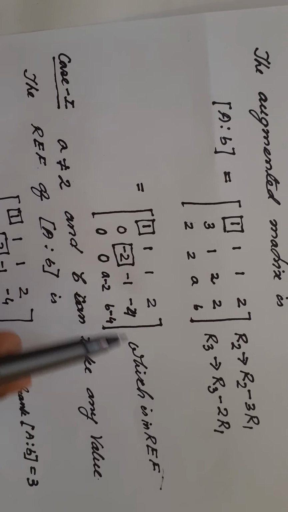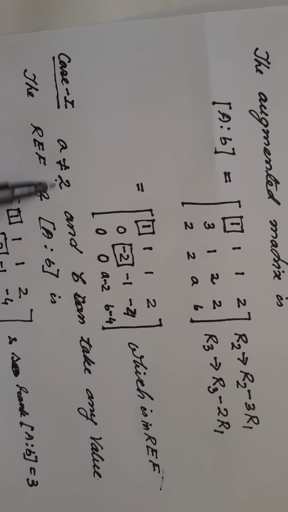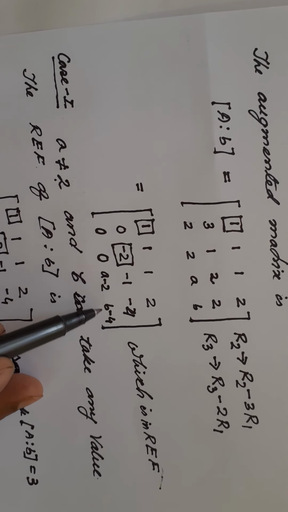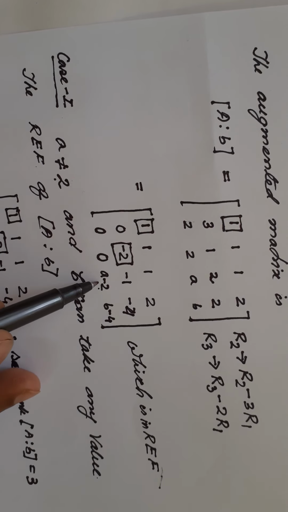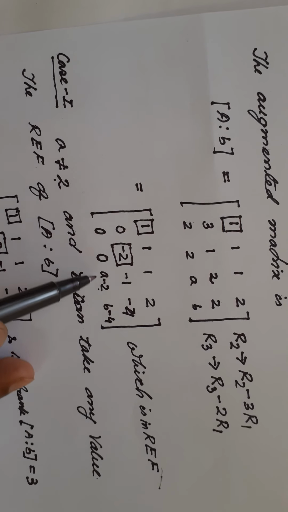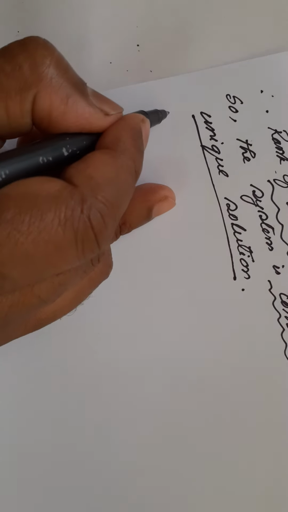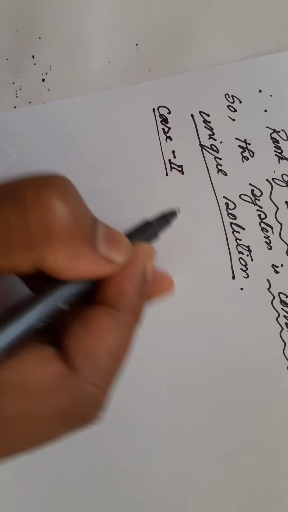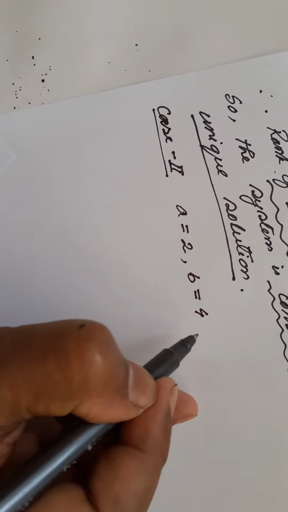Now come back to the matrix again. Here, in the first case we have considered A is not 2, but B can take any value. The second case we are going to consider is A is 2 and B is also 4. A is 2, B is 4. So it means this is 0 and this is 0. So this row will reduce to 0 row. Okay, so the second case is case 2: A is 2 and B is 4.